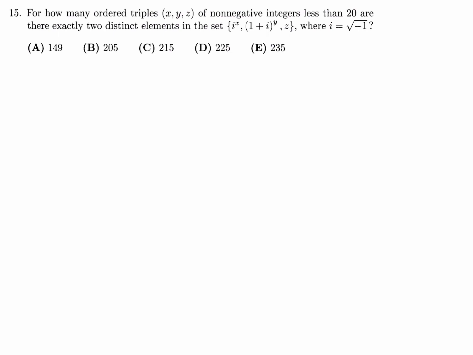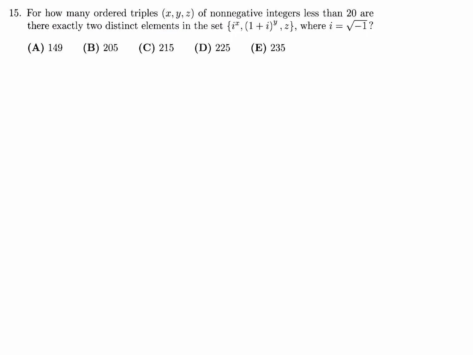For how many ordered triples x, y, z of non-negative integers less than 20 are there exactly two distinct elements in the set i to the x, 1 plus i to the y, and z, where i is the square root of -1? Let's first explain this question. What do they mean by exactly two distinct elements?